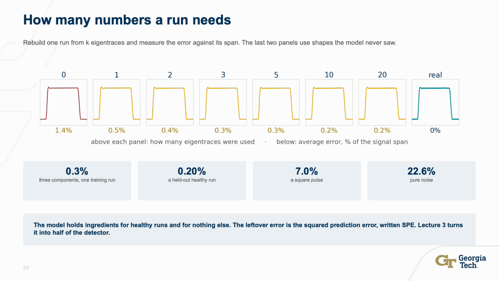One practical question before we move on: how many of these numbers do you actually need? The panels rebuild a run from an increasing number of components, with the average error under 1% of the signal span. 0 components, which is just the mean, gives you 1.4%. 3 components, 0.3%. Beyond 5, it stops improving. The last 2 panels are a different set. Feed the model something that is not a process trace at all: a square pulse comes back with 7% error, and pure noise, 23% error. That is 20 to 70 times worse than a real run.